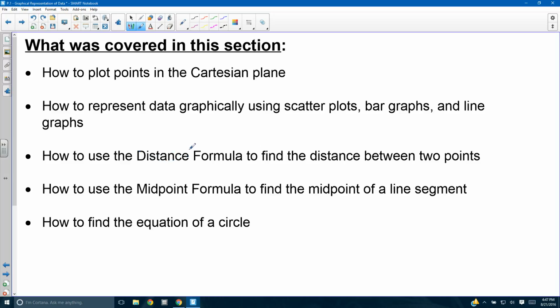Again, that was the square root of x2 minus x1 squared plus y2 minus y1 squared. It's the Pythagorean theorem in a nutshell. The midpoint formula is average in a nutshell. However, you have to do 2 different sets of values, the x's and the y's, differently. And you can do them all with graphs. And finally, how to find the equation of a circle. Once again, that's using the Pythagorean theorem in such a way that you have new letters, h and k.